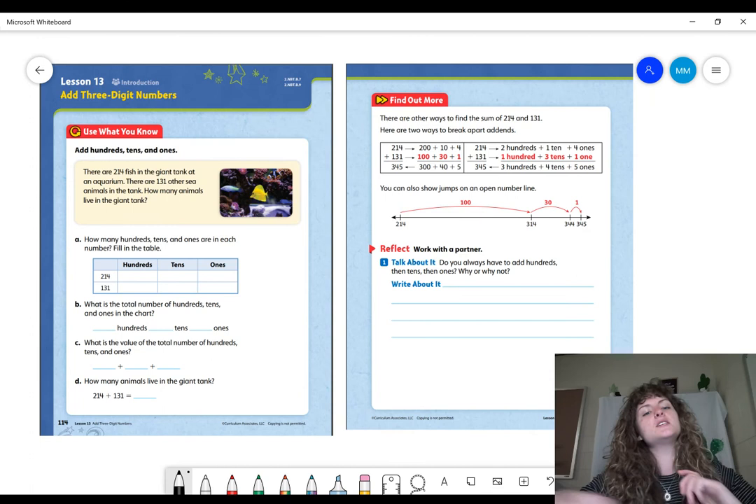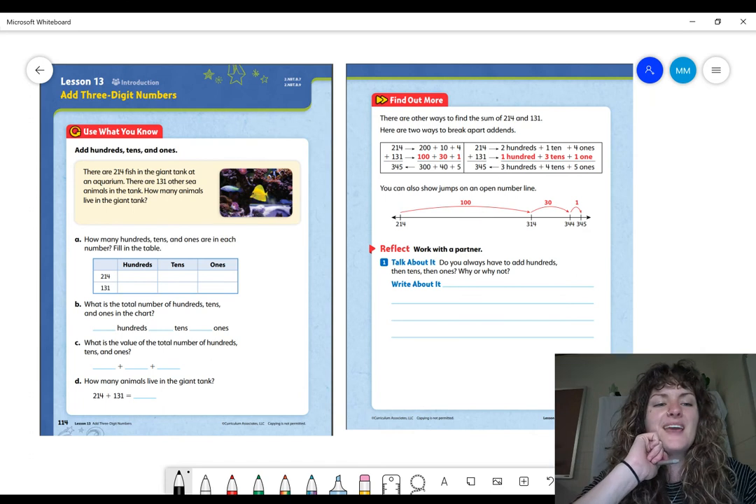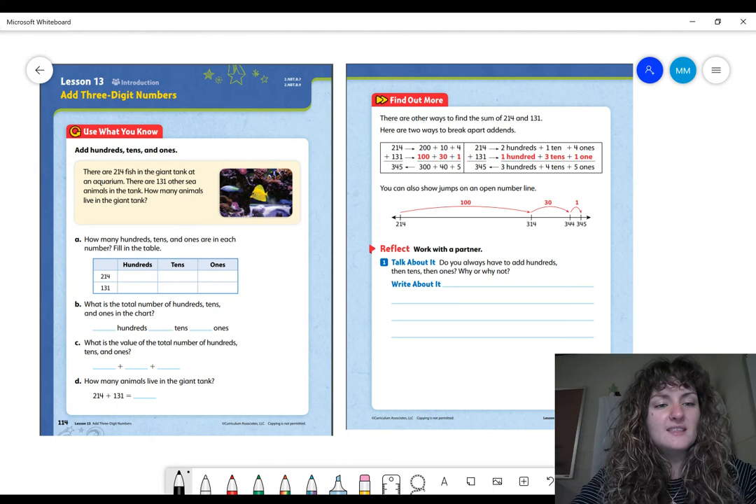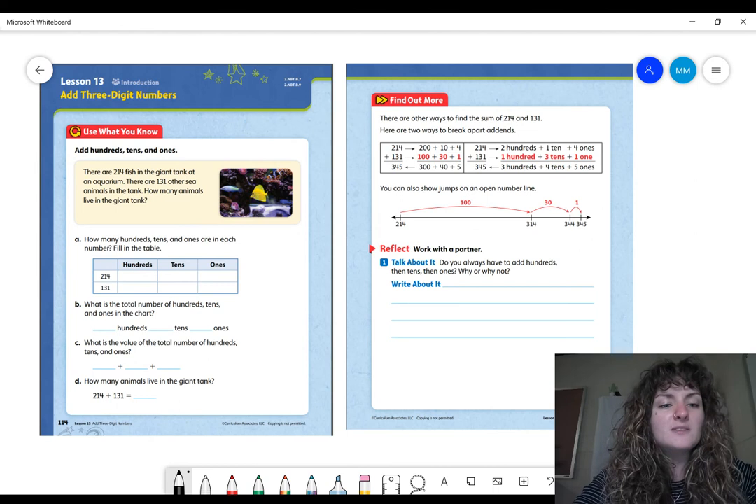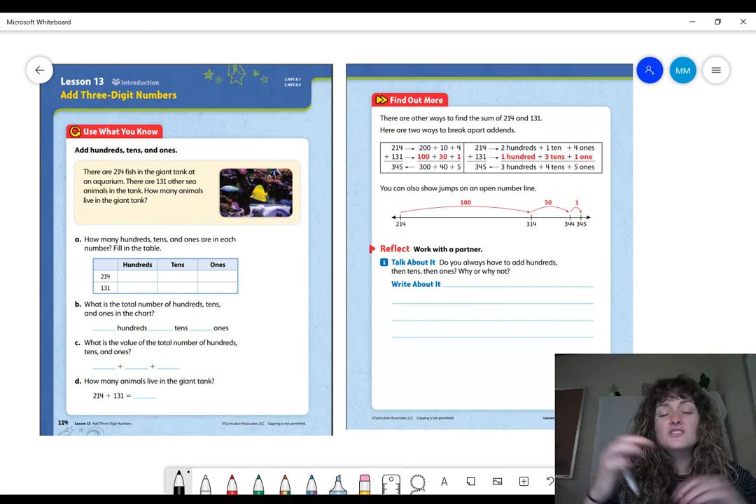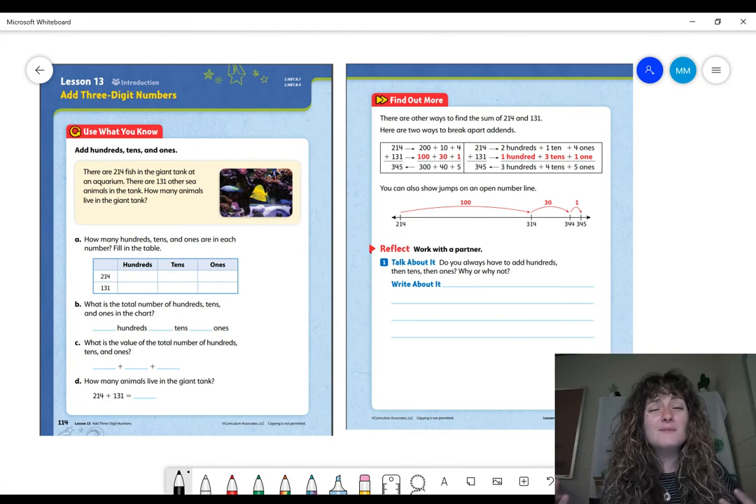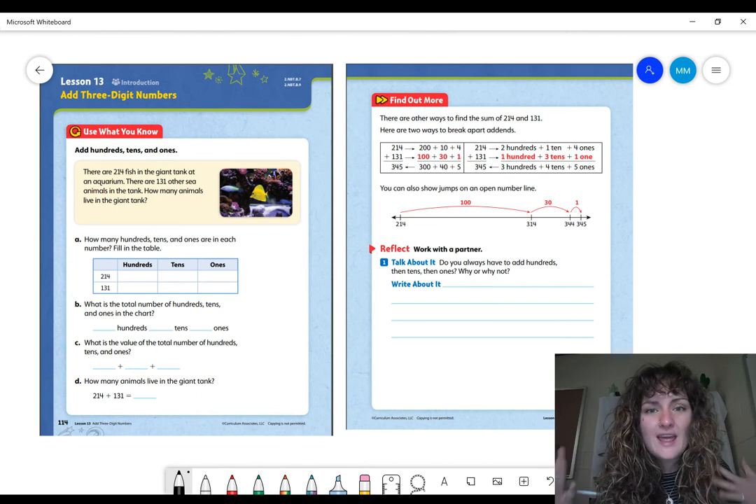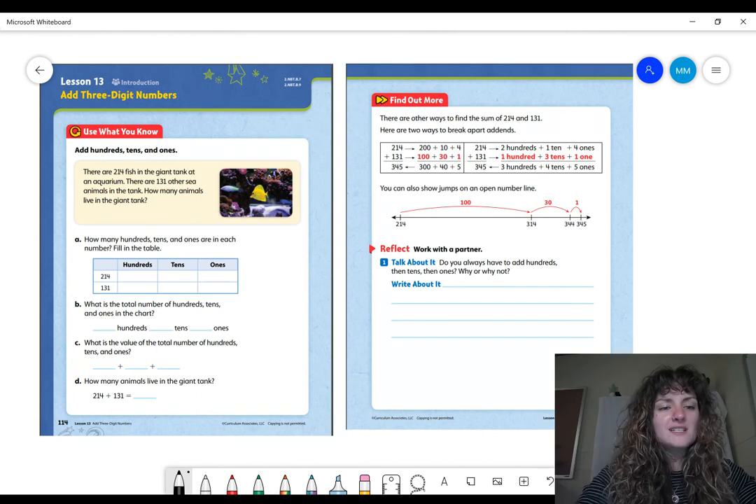So we are going to start with a word problem. It says there are 214 fish in the giant tank at an aquarium. There are 131 other sea animals in the tank. How many animals live in the giant tank? So this is a word problem. So I'm going to do what? I'm going to read it again. I'm going to circle my important numbers and underline keywords that help me understand what I am supposed to do in this word problem. So let's go back to the beginning.